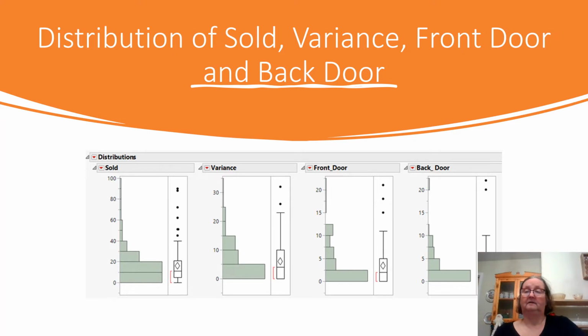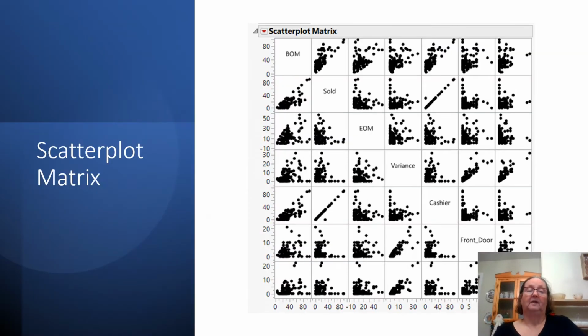The scatter plot matrix. When looking at a scatter plot matrix, it is easy to see that sold and cashier are strongly related to each other, and they should be, as whatever is sold must go through the cashier, while variance and back door and front door are related to each other, but not as strongly.